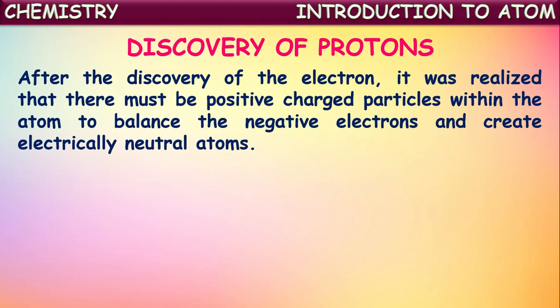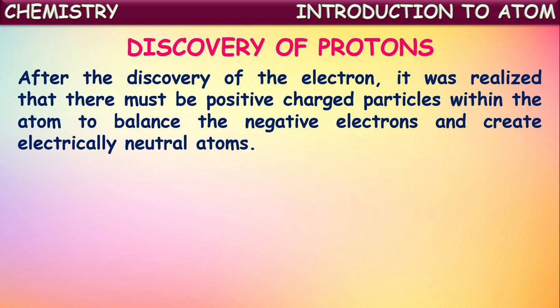After the discovery of electrons, it was realized that there must be positively charged particles within the atom to balance the negative electrons and create electrically neutral atoms. In the earlier concepts, they believed that atoms are electrically neutral, and later they discovered electrons present inside the atom. We know electrons have negative charge, isn't it?